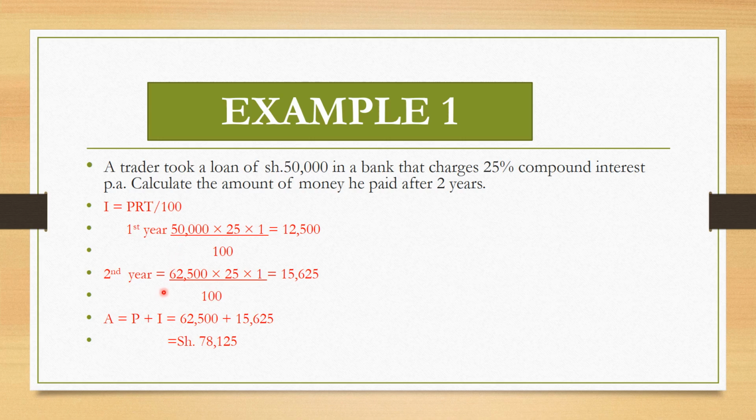So then you repeat the same process. That is 65,000 times the rate, it does not change, it is 25, then times 1 also over 100. So if you simplify this 20 and this 20 here, you'll find out that the interest of the second year is 15,625. Now listen very carefully.